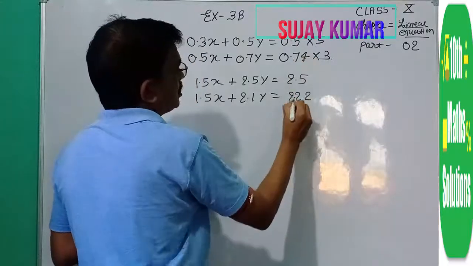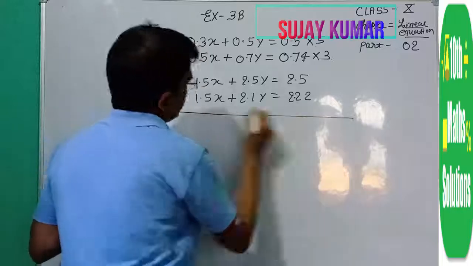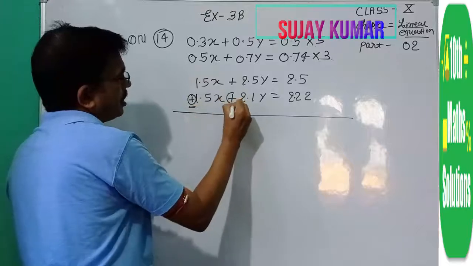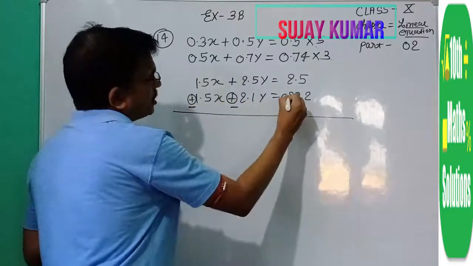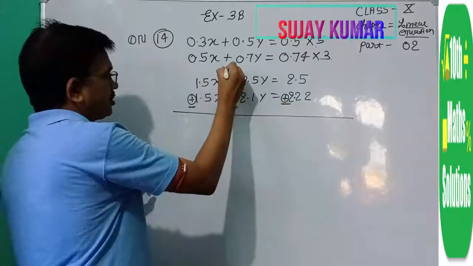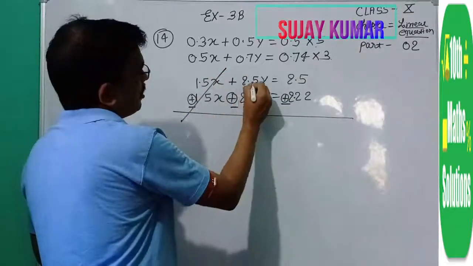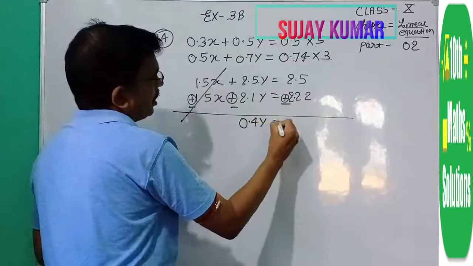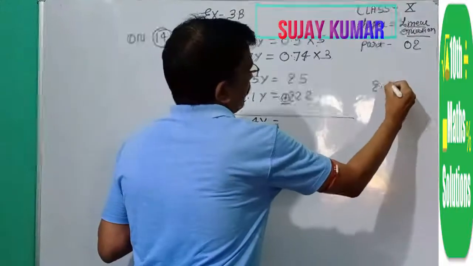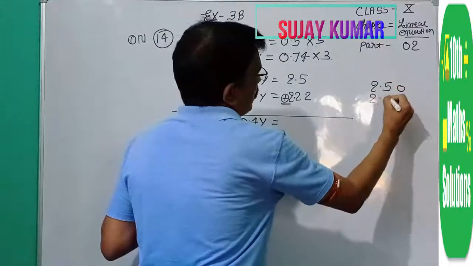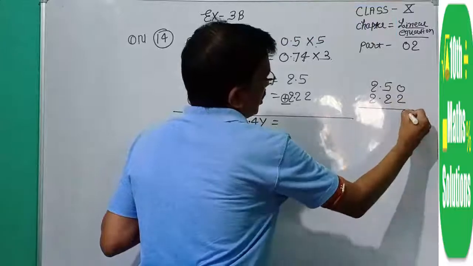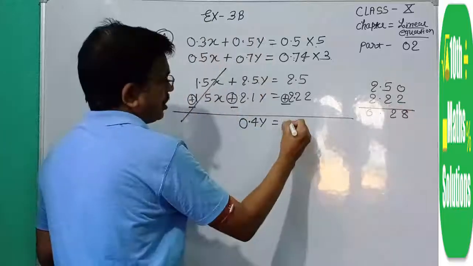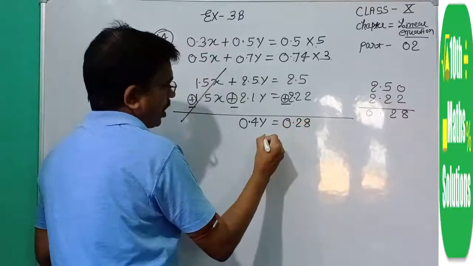Here the decimal number is 2.2, and both signs are positive, so subtract: plus and minus eliminate. Now when you subtract 2.5 minus 2.1, you get 0.4y, and on the right 2.50 minus 2.22 gives 0.28. So what is the value of y?